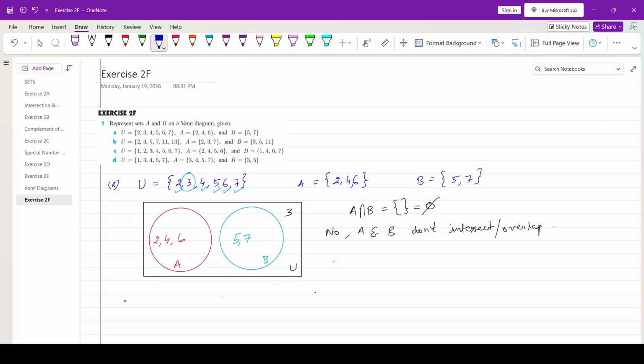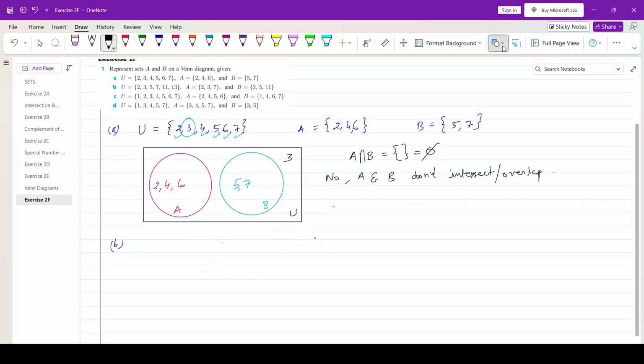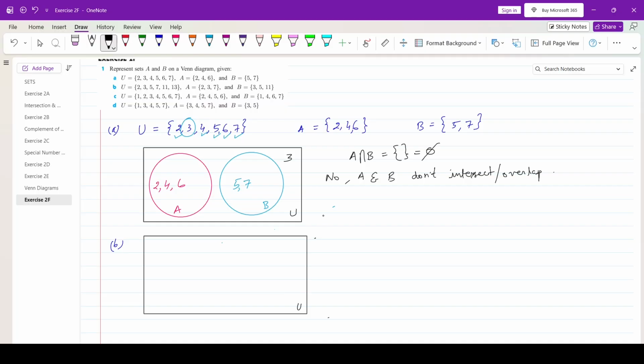Let's move on to the next subpart. Let's draw the universal set. So this is our universal set. Now first we need to calculate A intersection B. So A intersection B will be: 2 is not a part of B, 3 is a part of B, so we'll take 3, and 7 is not a part of B. Therefore, A intersection B will be 3.